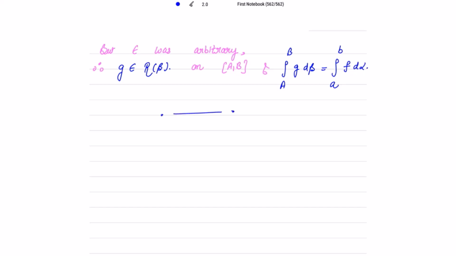What is going on is just the change of variables, right? So it is very important to understand this result.